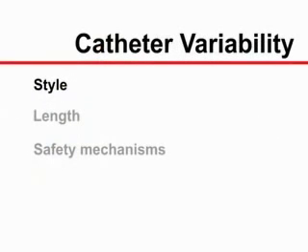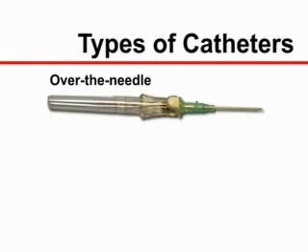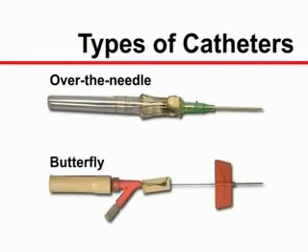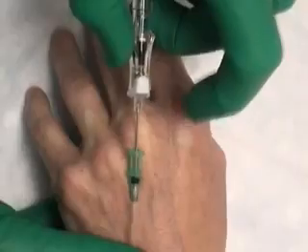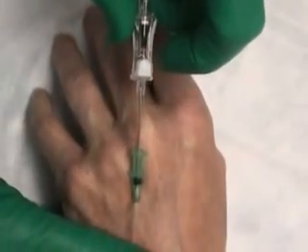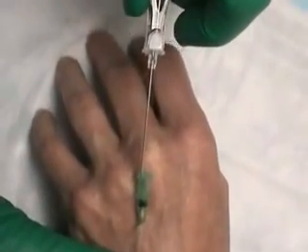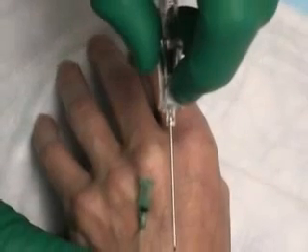There are many catheters varying in style, length, and safety mechanisms. The two most common types of catheters are the over-the-needle catheter and the winged butterfly catheter. The butterfly catheter comes with attached tubing, whereas the over-the-needle catheter does not. For both catheters, the steel inner needle is removed, leaving only the plastic cannula in the vein.